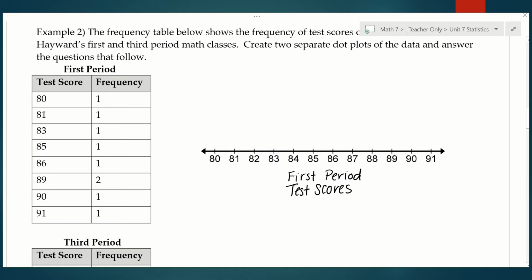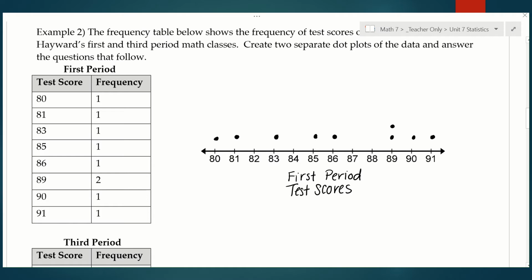Okay, so the table is showing us that the test score is on the left and the frequency is on the right, which means one person got an 80, one person got an 81, and so on. And so that's how we're going to know how many dots to put. So one person got an 80, one person got an 81, one got an 83, one got an 85, one got an 86, two got an 89, so I need 2 points there, 1 90 and 1 91.